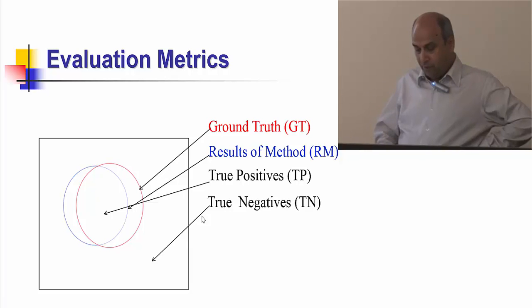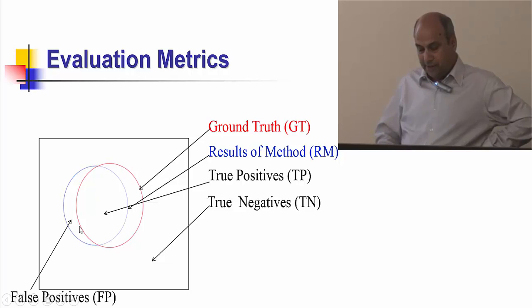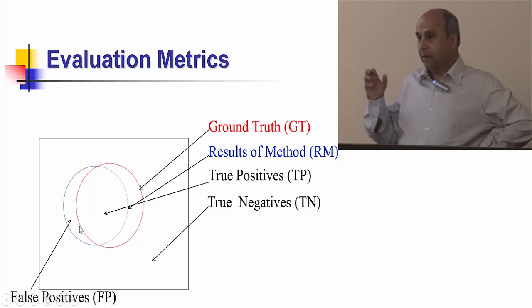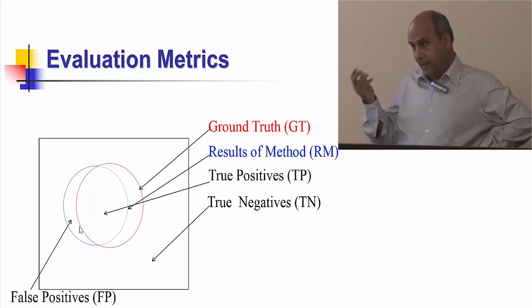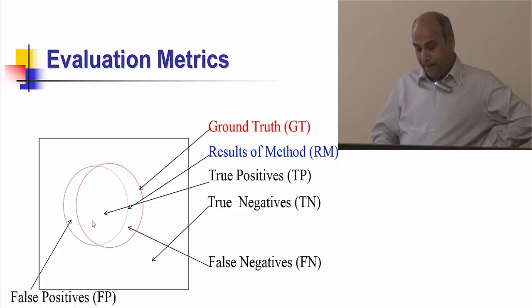Then these are the true negatives: there were no edges, and the computer program did not find any, and the ground truth did not find any either. Similarly, these are the false negatives: the computer program did not find them, but they were actually edges. And these are the false positives. The computer program said there are edges, but actually they were not edges.